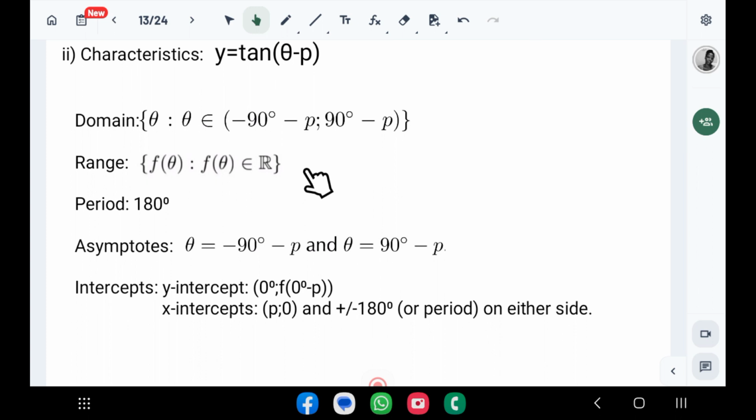That hasn't changed. The x and y intercepts will depend on how the graph is shifted to the left or right. The y-intercept will be at 0 degrees and f of 0 minus p. And then the x-intercept will be at p and 0. All right, in other words, the shifted part, right? And then to figure out the next x-intercept, you will have to add the period, which is 180 degrees in this case, or subtract the period, depending on whether you go to the right or to the left, on either side.